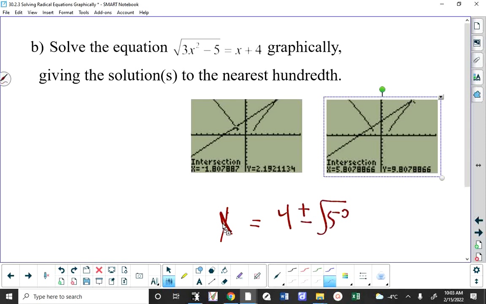I'd be willing to bet a large sum of money that if you take 4 minus the square root of 58, oh, it's over 2? Okay, if you take 4 minus the square root of 58 all over 2, you're going to get negative 1.807. And if you take 4 plus the square root of 58, then hit equals and then go divided by 2, you're going to get 5.807. Okay.